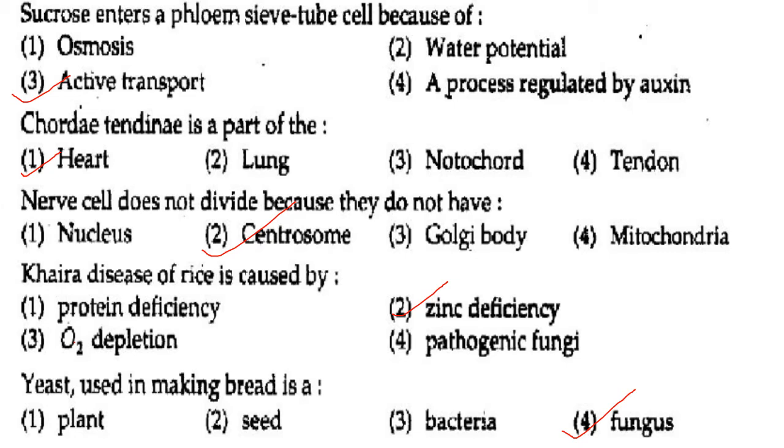Next one. Nerve cells do not divide because they do not have: option 1, nucleus. 2, centrosome. 3, Golgi body. 4, mitochondria. Answer is option 2, centrosome.